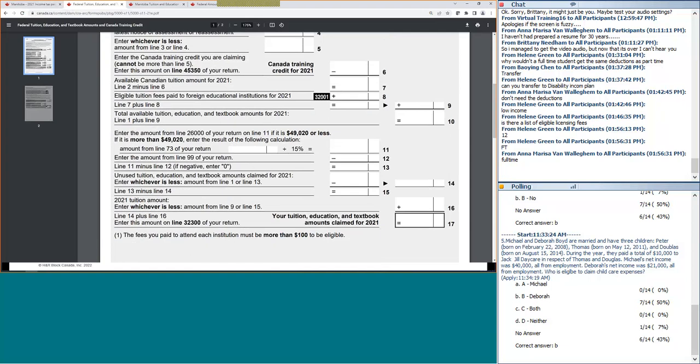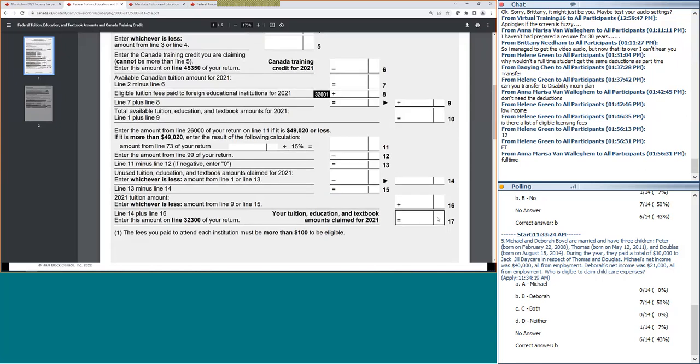Find out how much of it you need to use on your return to bring your taxes owing down to 0. You have to use your tuition credits if you need them. You can't save them for the future if you have tax owing. So you have to use up as much as you need in the year. Anything left over is going to go here on line 17.